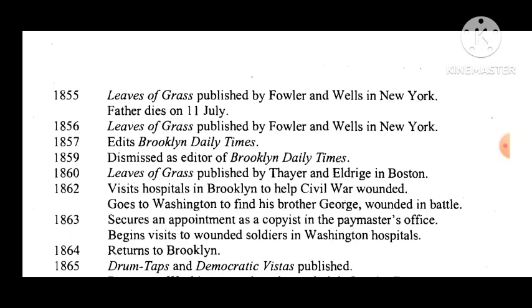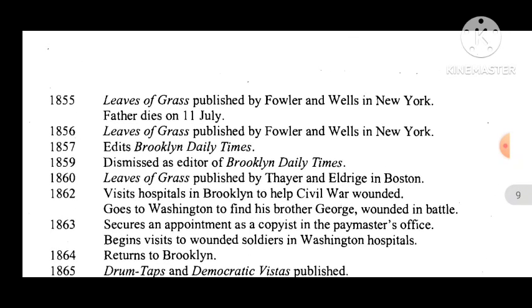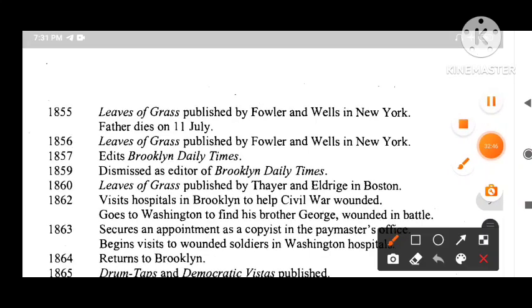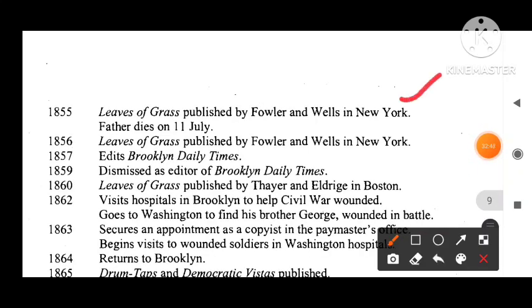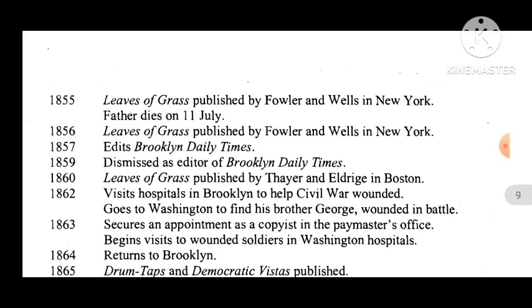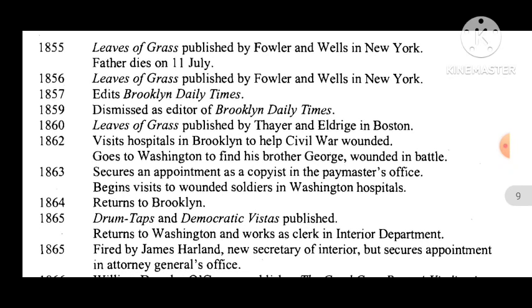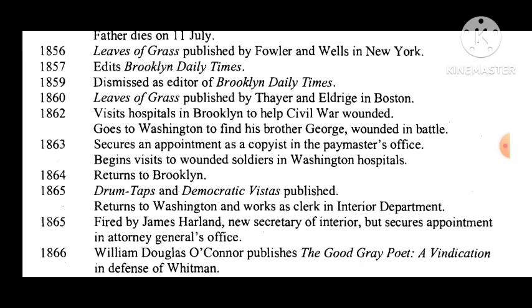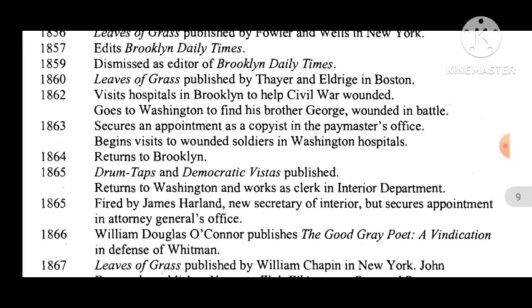Father dies on 11 July, that is 1855. So when was Leaves of Grass published? That is 1855. Here is the main key point you can note down: Leaves of Grass was published in 1855. 1856, Leaves of Grass, second edition, published by Fowler and Wells in New York. Then 1857, edits Brooklyn Daily Times. 1859, dismissed as editor of Brooklyn Daily Times. 1860, Leaves of Grass, published by Thayer and Eldridge in Boston.